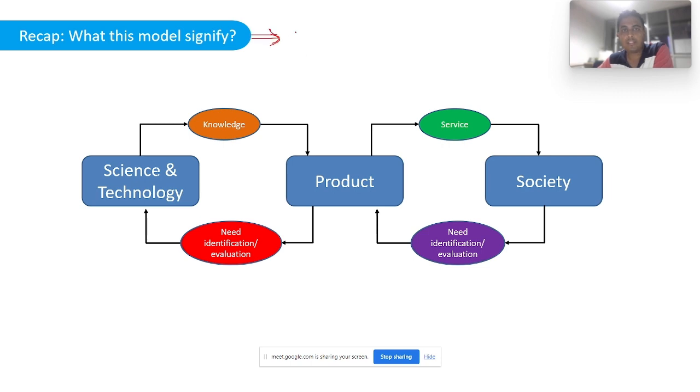Okay. So this is basically a conceptual model of how product development takes place. It generally tries to indicate what the different factors are which influence product design. Okay. So there are two aspects which are defined.